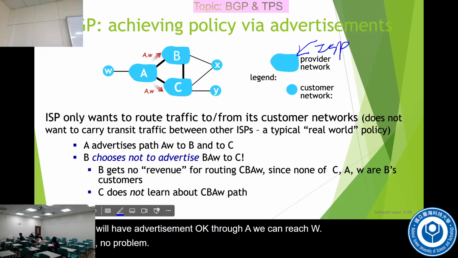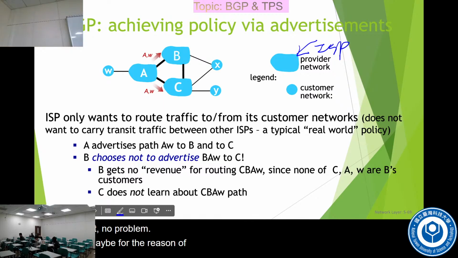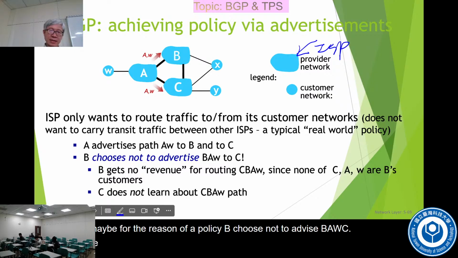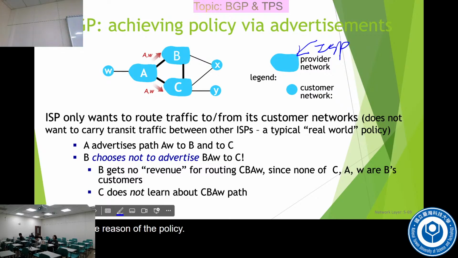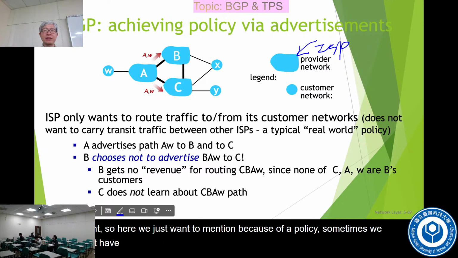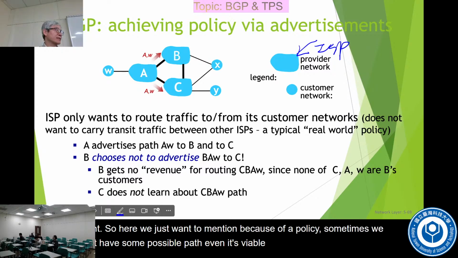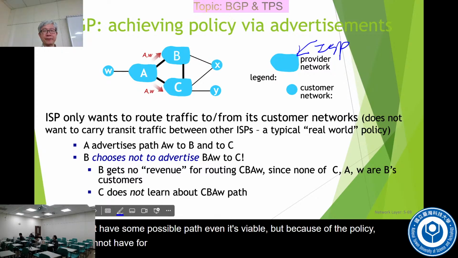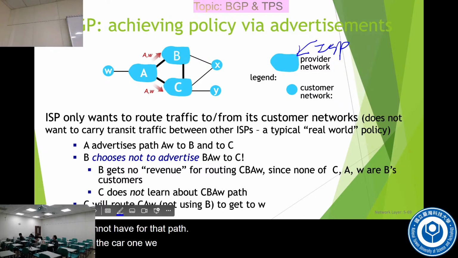And maybe for the reason of policy, B chooses not to advertise BAW to C. If so, then C won't have the CBAW path to W. So here we just want to mention, because of policy, sometimes we cannot have some possible path. Even if it's viable, because of the policy, we cannot have that path. So for the current one, we have a story like this: B does not choose to advertise the path to W to C.